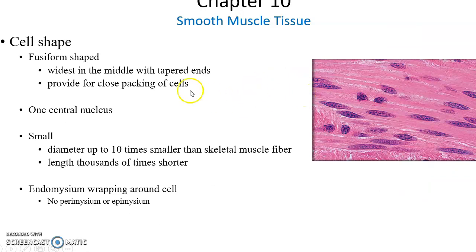Smooth muscle tissue is sort of fusiform in shape, so it's wide in the middle where the nucleus is and then sort of tapers off at the ends. This allows the cells to be really closely packed together. Smooth muscle cells each have one nucleus. They are much smaller than skeletal muscle fibers. And they have a wrapping of endomysium around each cell, but they do not have perimysium or epimysium. So again, only endomysium around each individual cell.